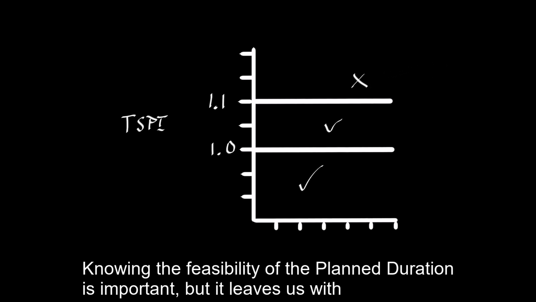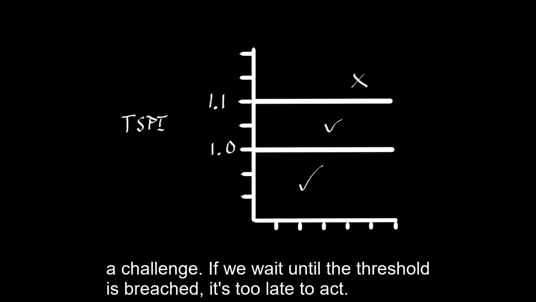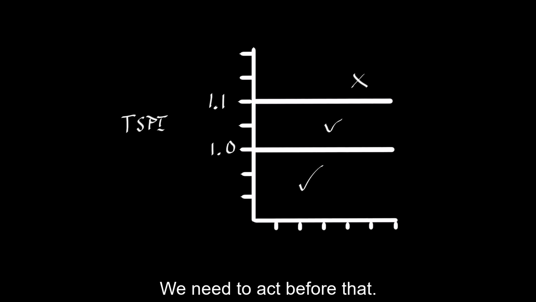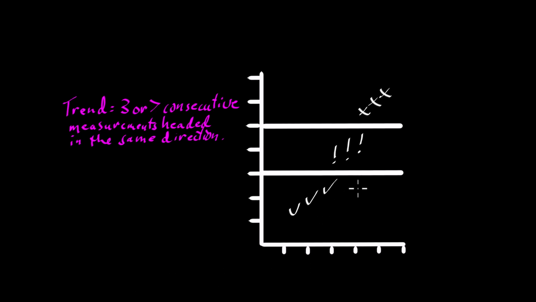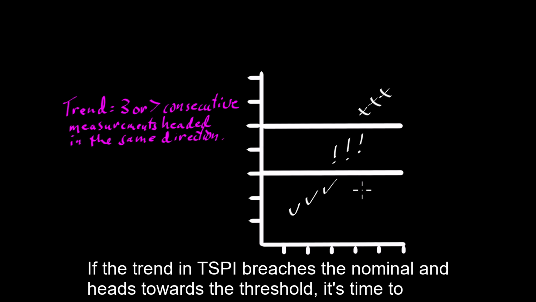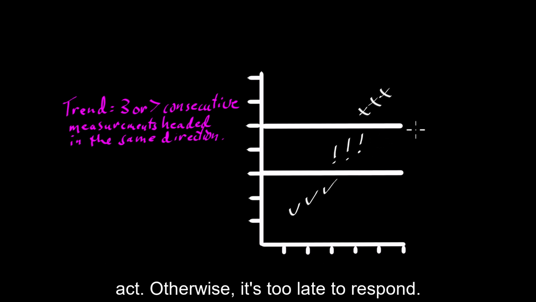Knowing the feasibility of the planned duration is important, but it leaves us with a challenge. If we wait until the threshold is breached, it's too late to act. We need to act before that. Trends signal when to act. If the trend in TSPI heads towards the nominal, prepare to act. If the trend in TSPI breaches the nominal and heads towards the threshold, it's time to act. Otherwise, it's too late to respond.